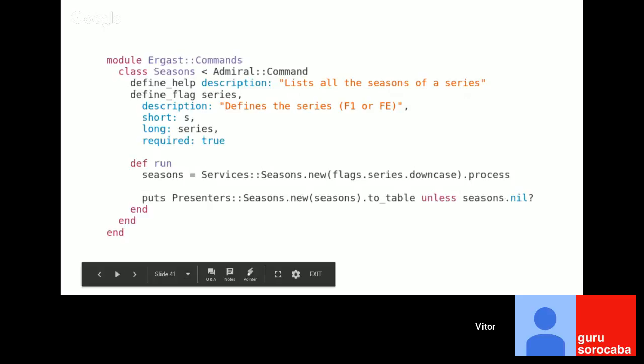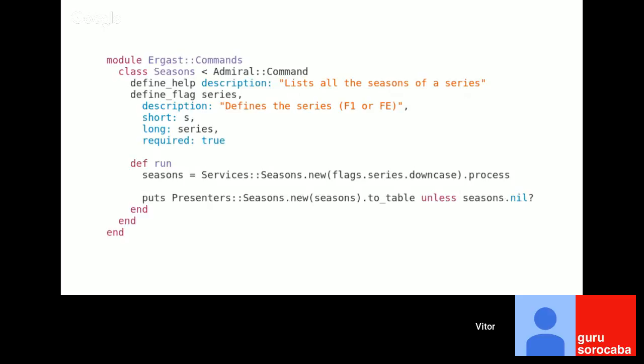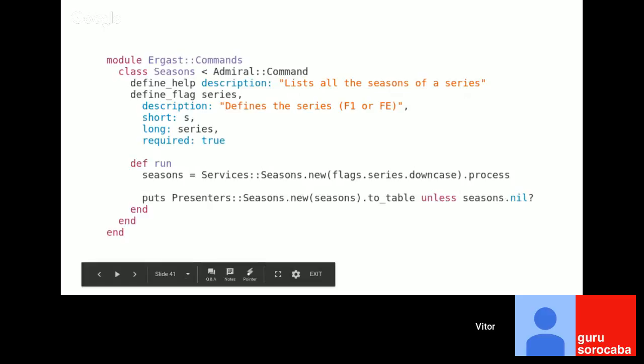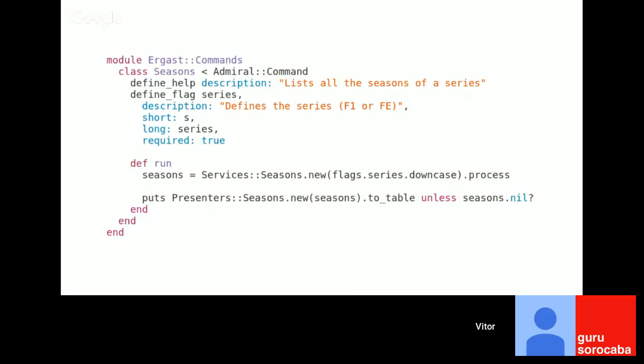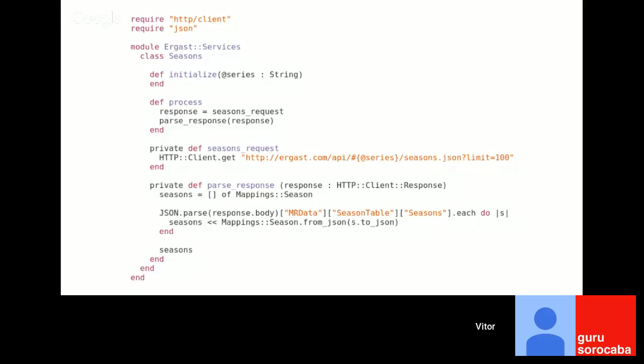Here I'm creating a run method that will just trigger a service that will get the season list. And after that, I'm passing it to a presenter class here. So I'm going to show you first this service that basically just triggers an HTTP request to the server. And after that, I'll show you this presenter that just creates a table in ASCII. Okay, let's take a look at the service.